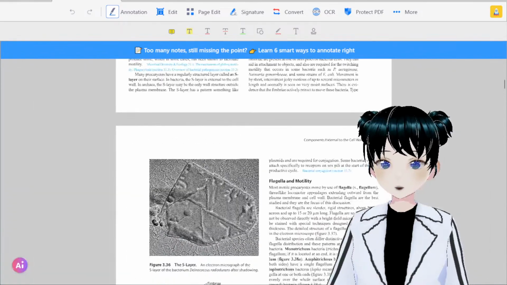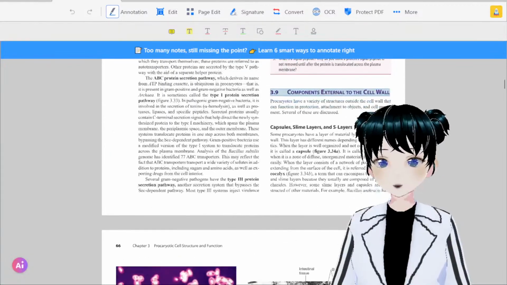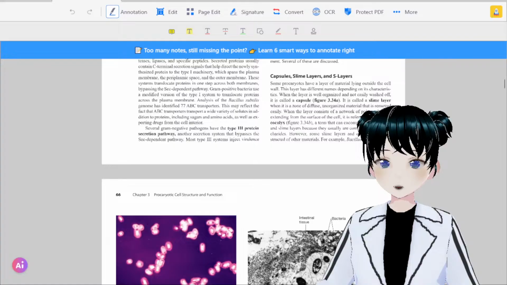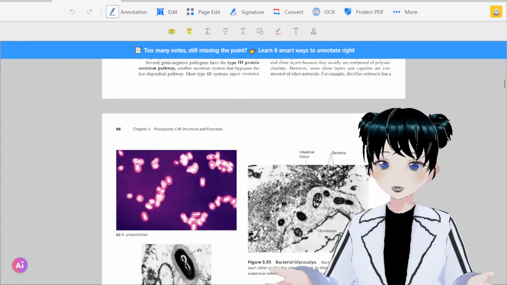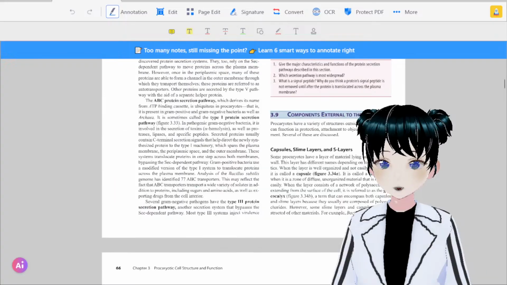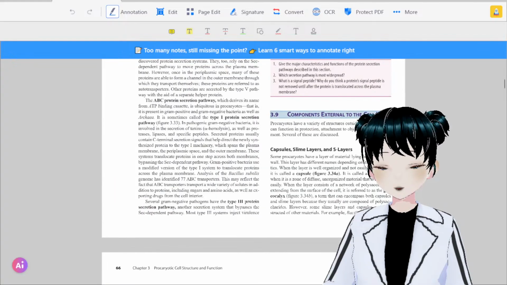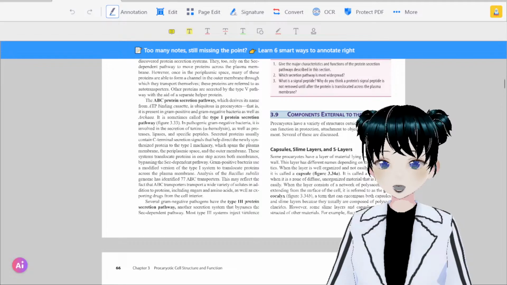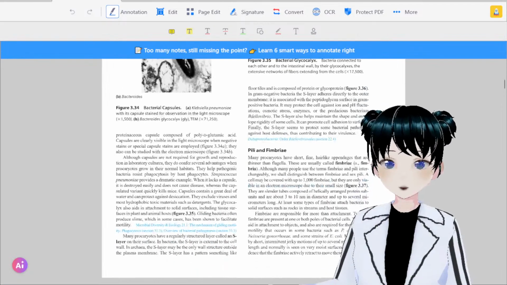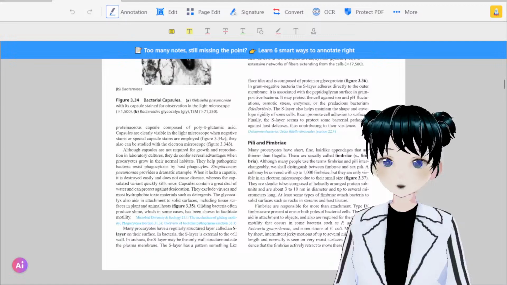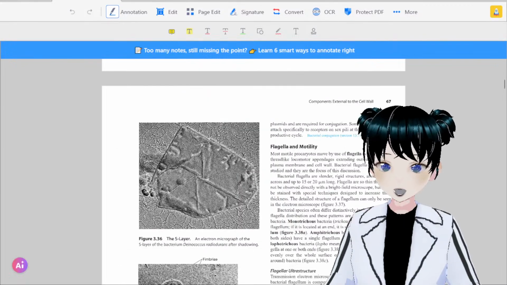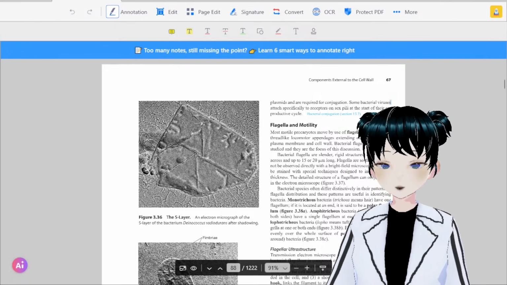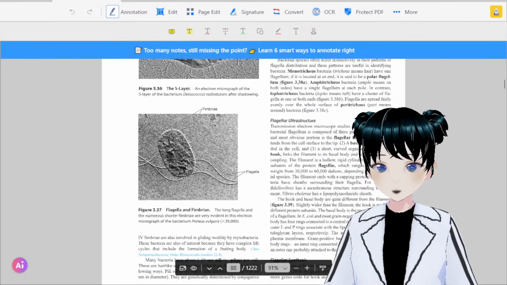So this is enough for today. I can't believe I take this long just to read a few topics. So today we have finished the capsule, slime layers, and S layers, which means we have finished two factors, the outer layer and the pili and fimbriae. The next topic will be the flagella and motility. I'm not sure after how much time I will be alive, but still we are done.